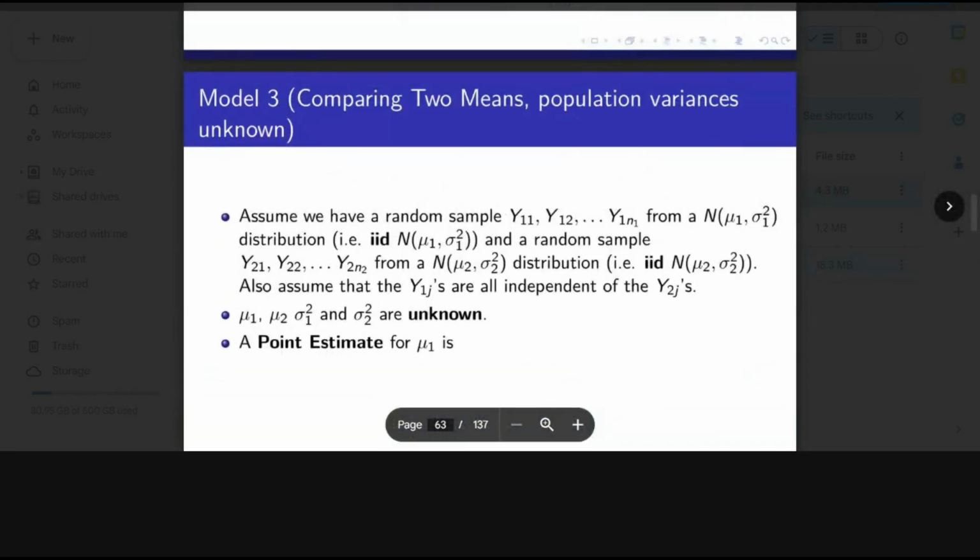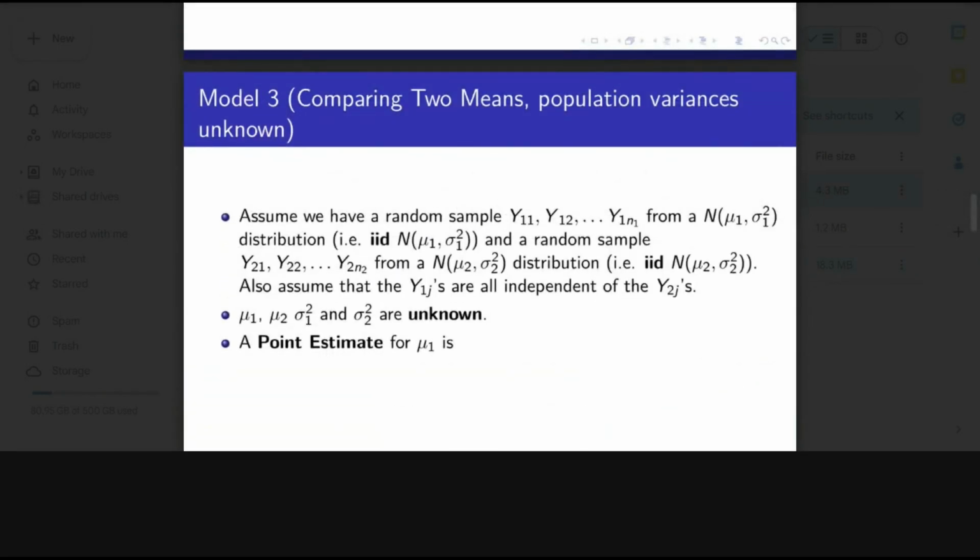We started talking about Model 3, and so we will continue with this one. Model 3 is an extension of what we've been doing, but now we're going to compare two means. The only difference is now there's two populations. There are two means, mu1 and mu2, and sigma 1 squared and sigma 2 squared, and these are unknown.